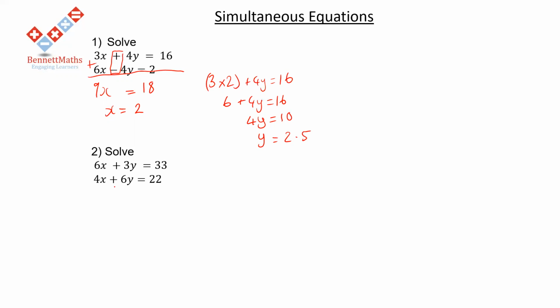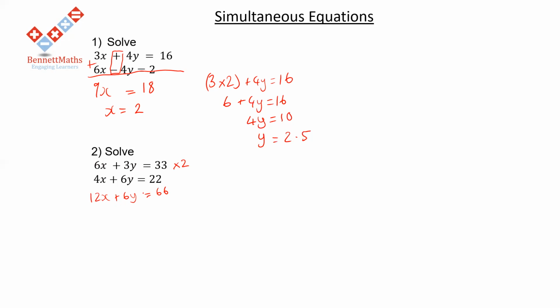Now the second one is a little bit trickier, because neither value of x or y is the same. What we need to do is some form of multiplication to make the x the same or to make the y the same. To make the x's the same would either mean multiplying by a decimal or multiplying both equations. Whereas the y's, we can simply multiply this top equation by 2, and that will give us the same value of y. So if we multiply that equation, which means every single part of it, by 2, we would get 12x plus 6y equals 66.